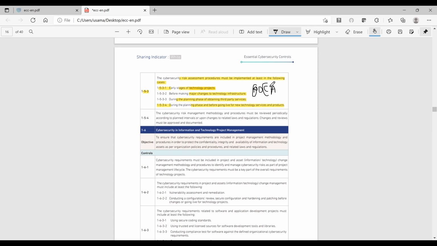1-5-3-4, it will be in the act, in plan, do, check, in the check. These are the risk management controls. Not here, my friends. In some situations, I will tell you what the sub-control is.